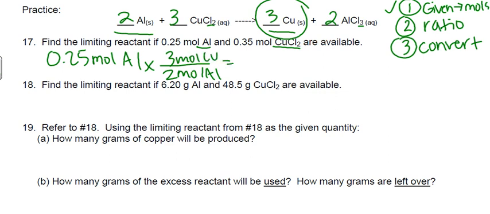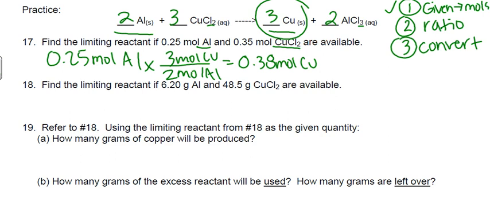So I solved this problem. I'm going to put it in my calculator. 0.25 times 3 divided by 2 gives me 0.38 moles of copper, because there's 2 sig figs. Okay, well that's great. I know how many moles of copper can be produced from 0.25 moles of aluminum. That's not significant until I can compare it to how many moles of copper can be produced from copper chloride.